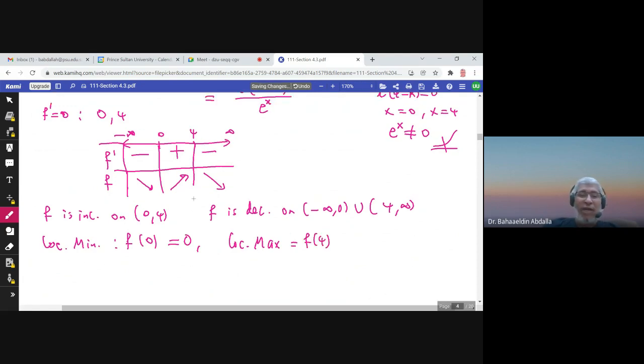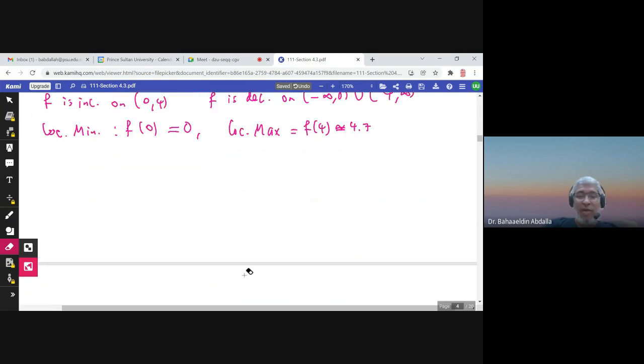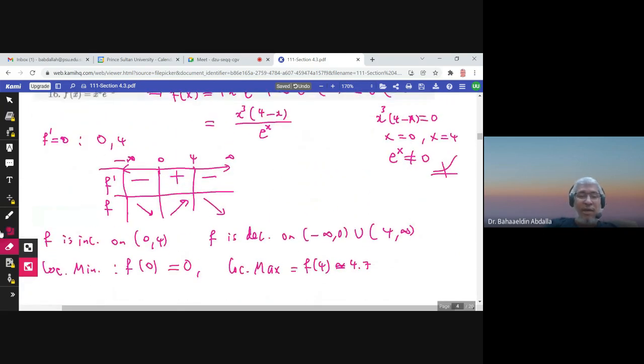And the local maximum is f of 4. Okay, f of 4 is 4 to the power 4 times e to the power negative 4, you will get a number approximately 4.7. So these are the local maximum and the local minimum, and this is the end of this part.